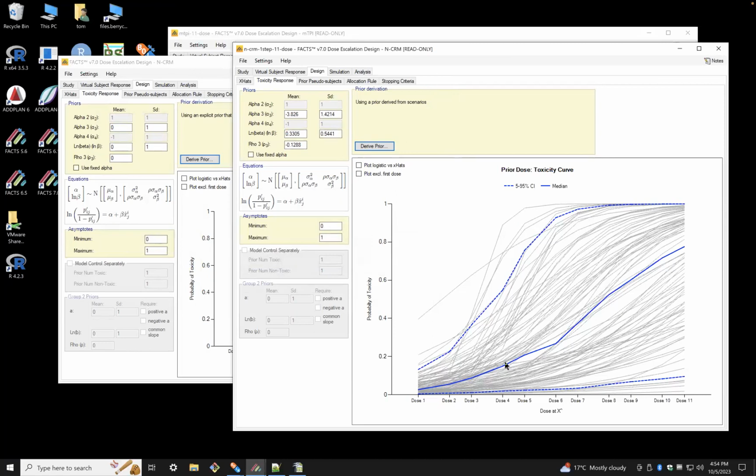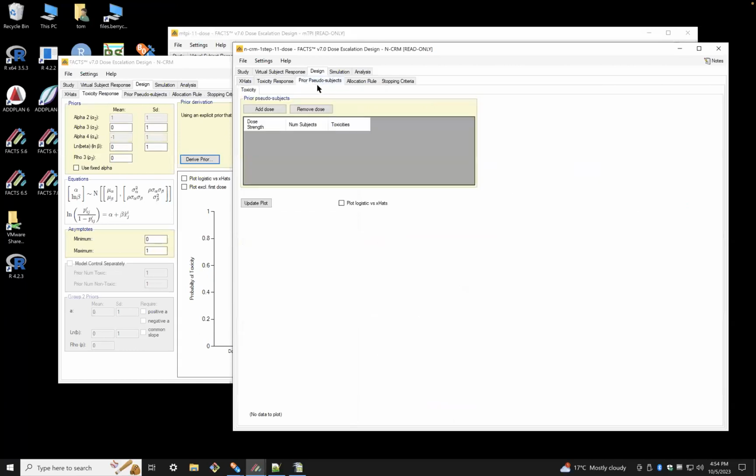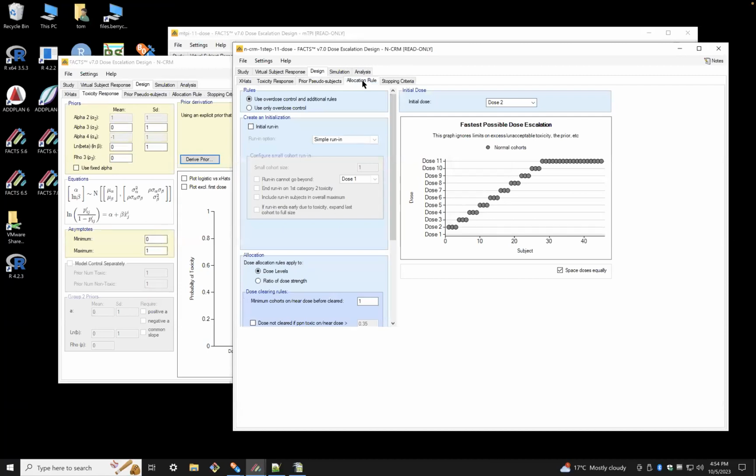So you can see that the prior is informative in the sense that we say, well, there's very low expectation of toxicity at the very first dose, but it's pretty uninformative from kind of dose 4 onwards, and it's also pretty uninformative in what the slope is likely to be. We can do things like specifying prior pseudo-subject data, prior data in terms of pseudo-subjects to be added in to the data. And then we can get to these two rules, the allocation and the stopping rule.